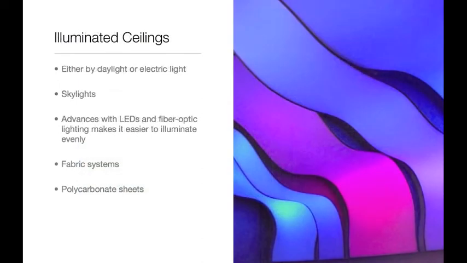Illuminated ceilings can either be by daylight, for example with a skylight, or electric light. Advances with LEDs and fiber optic lighting make it easier to illuminate evenly. Materials for illuminated ceilings include fabric systems and polycarbonate sheets.